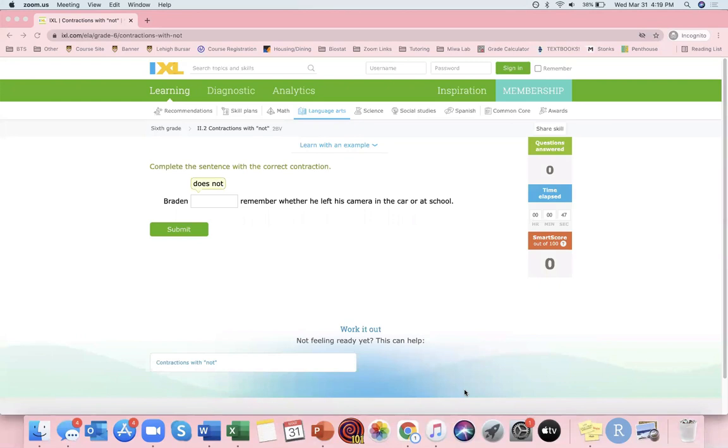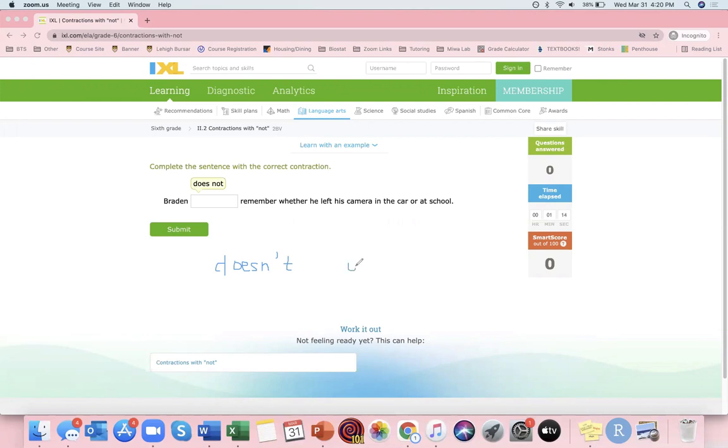So the general rule of thumb for contractions with not is that usually you would have the word. So for example, does not, you would write does, and then you add the N, and then you put the contraction right after the N, and then you put T. So this is the general rule of thumb.